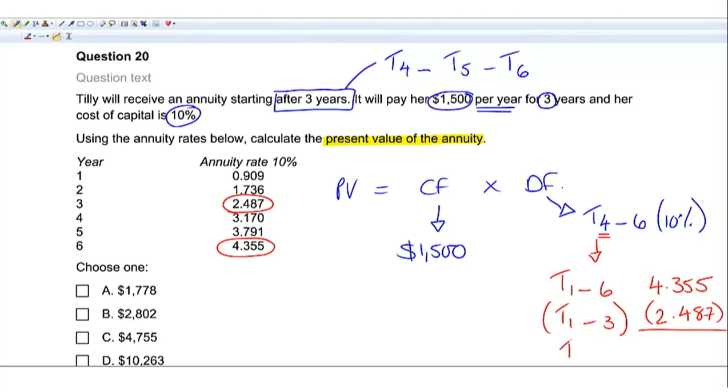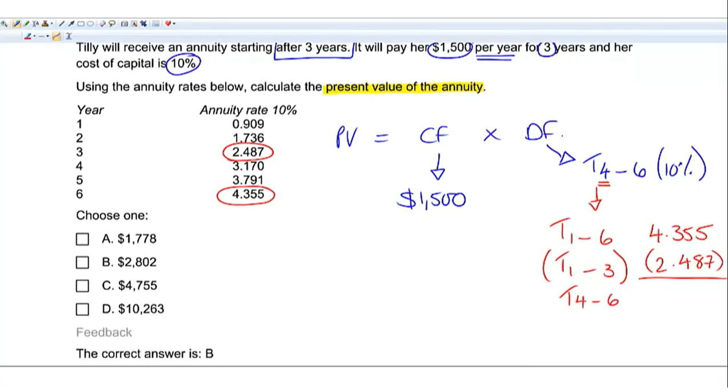So that I'm left only with the relevant time periods that we need for the question, which are time periods 4 through to 6. Okay, if we deduct the cumulative discount factors from each other, we're left with a residual of 1.868, which will account for time periods 4, 5 and 6, which is what we need to answer the question.